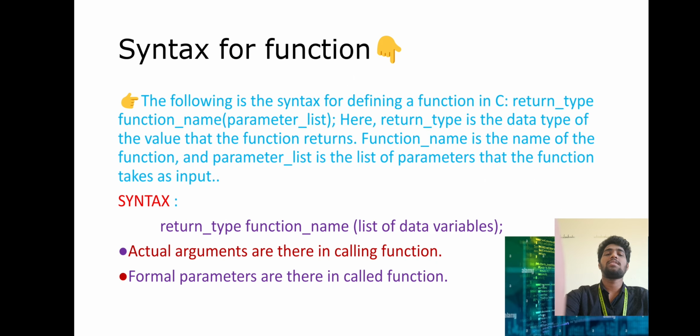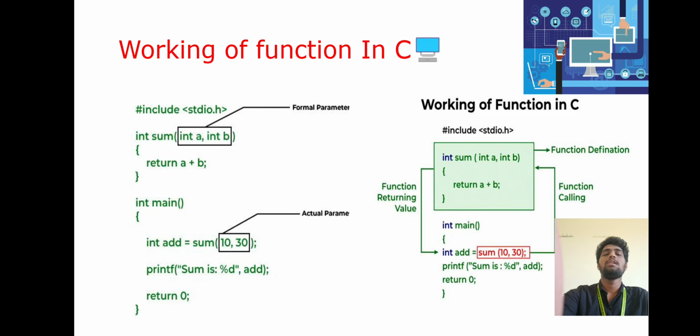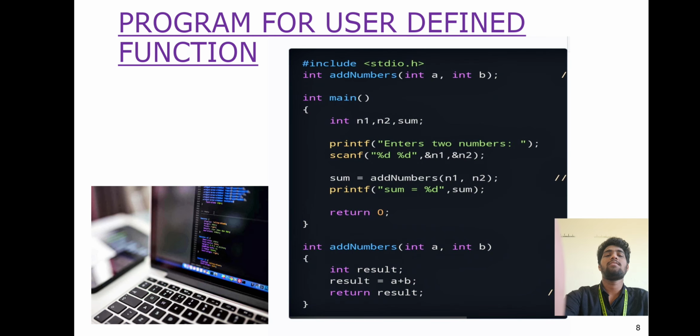There is a syntax for a function. Here we have the syntax: return type, function name, list of data variables. The return type is the data type of the value that the function returns. The function name is the name of the function, and the parameter list is the list of parameters that the function takes as input. As we know, the actual arguments are in the calling function and the formal parameters are in the called function.